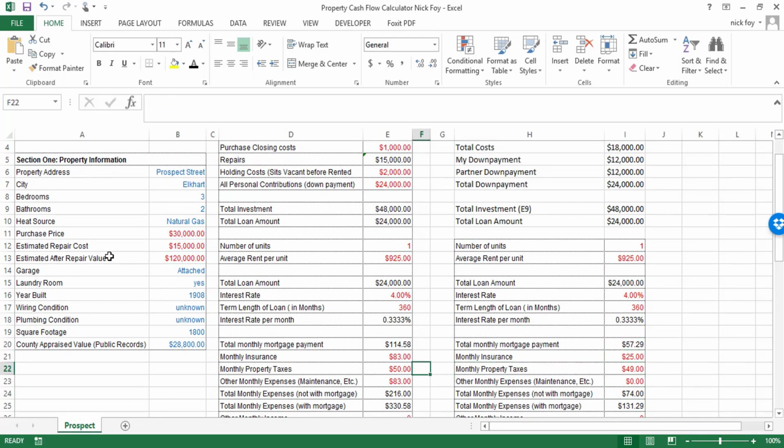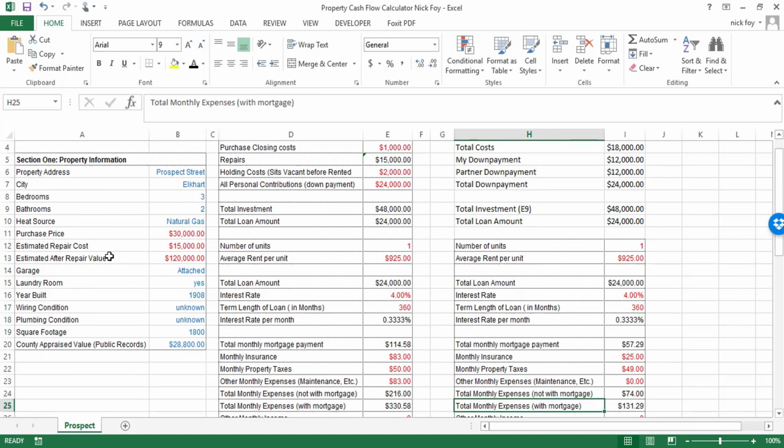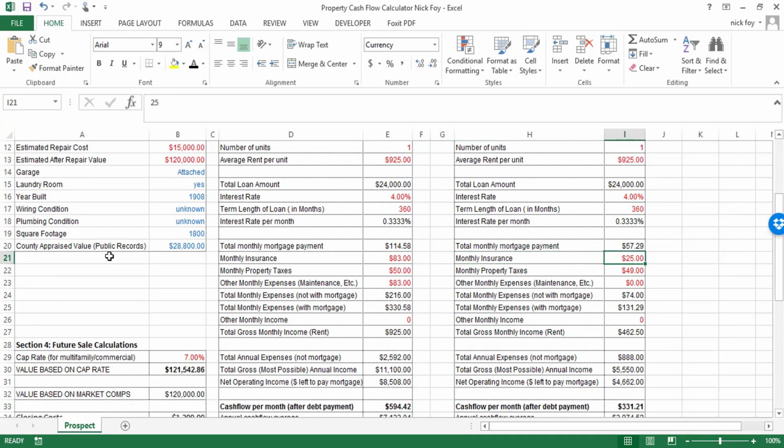This is pretty much the same exact column you're seeing over here, except this column to the right is for partnerships, whereas this one's just in general. So it's a lot of the same information you have to plug in twice to see what your breakdown would be if you're going in with a partner. It's going to calculate that your mortgage payment you're responsible for, which obviously is going to be half of this, so $57.29.